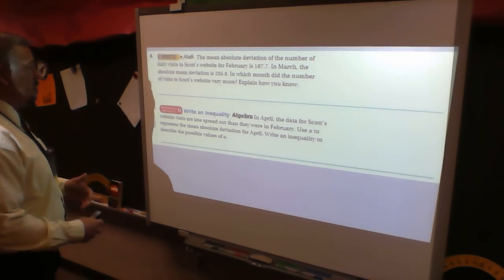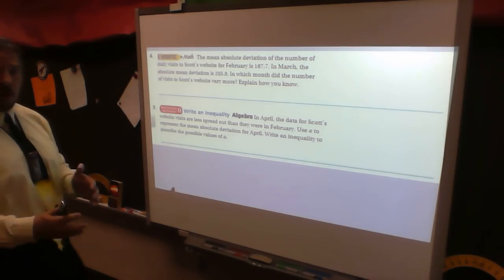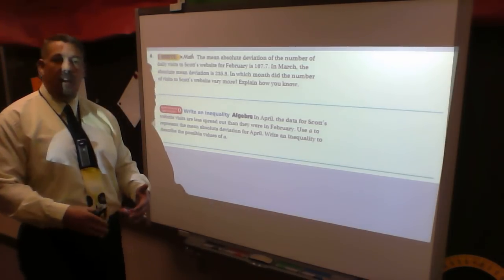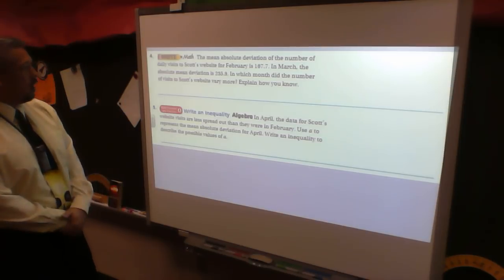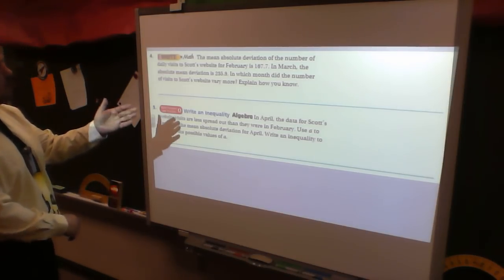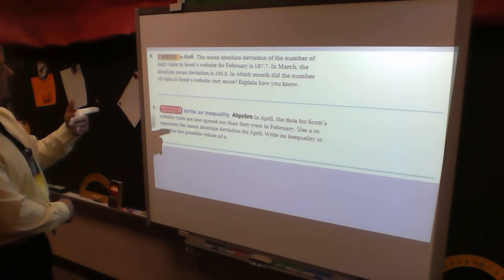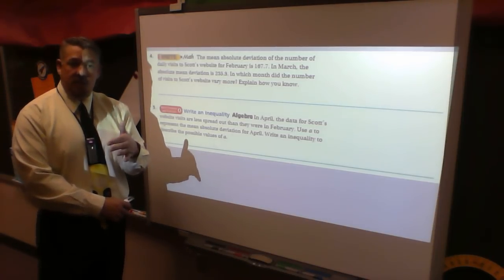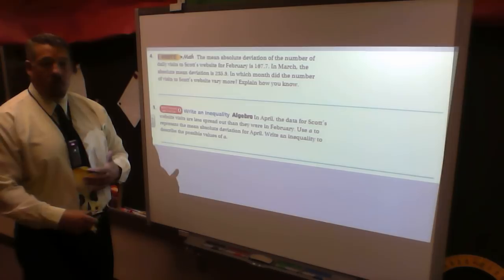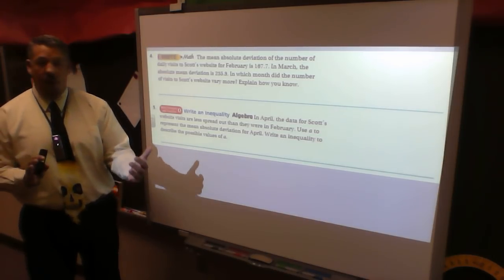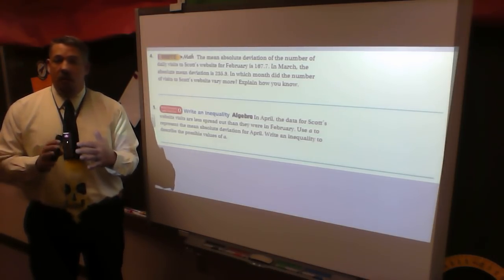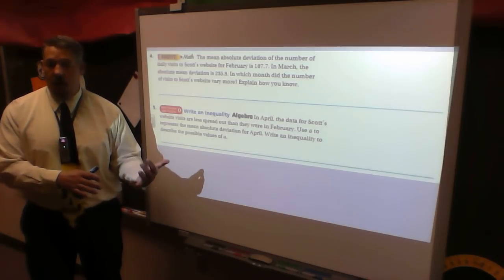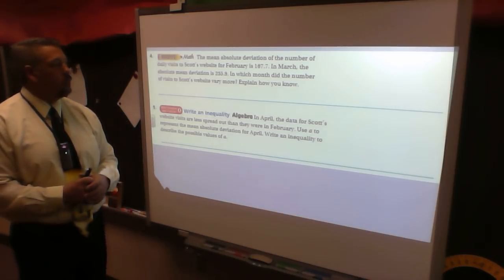Now we look at this. All right, so now I've got information. I have a story problem, and I have to be able to use it to figure out what we're talking about. The mean absolute deviation of the number of daily visits on Scott's website for February is 167.7. So all that's saying is he took all the days in February, added them together, and divided by the 28 if it wasn't a leap year, or 29 if it was a leap year.